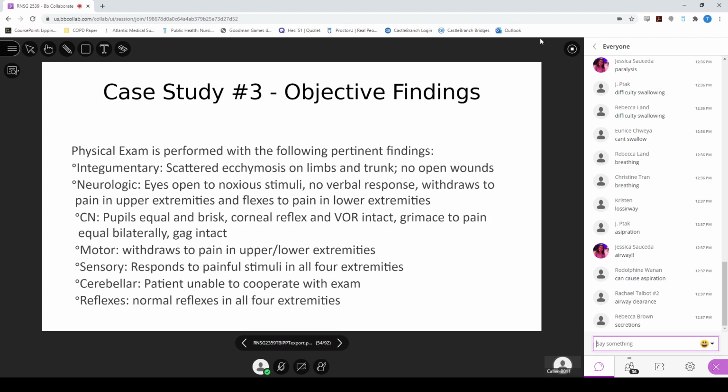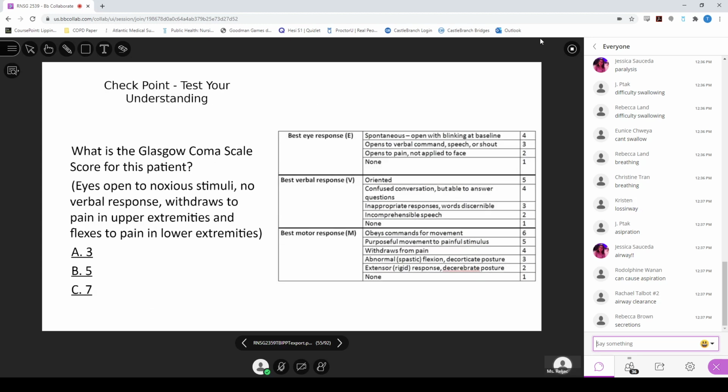So she can't do those things, like I just talked about, touching the nose to the finger, those types of commands that you want her to do. Her reflexes are normal in all extremities. They're not hypo or hyper. So what's your score for her? After everything we just went over, what's your score? So her eyes are open to noxious stimuli only. She has no verbal response, withdraws to pain in the upper extremities, and flexes to pain in the lower extremities.